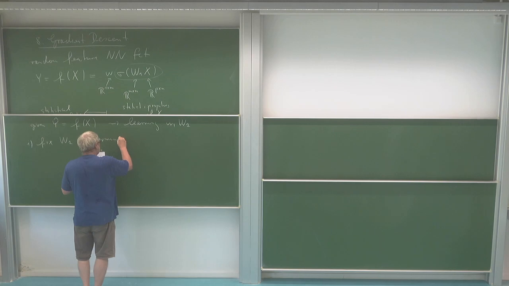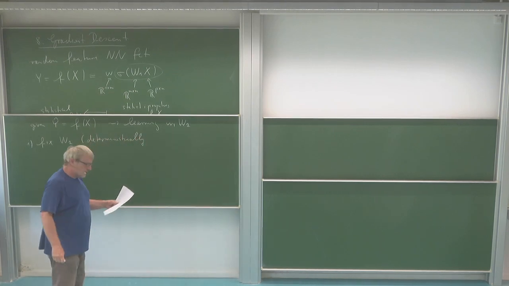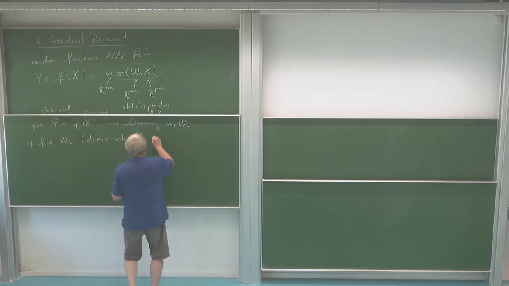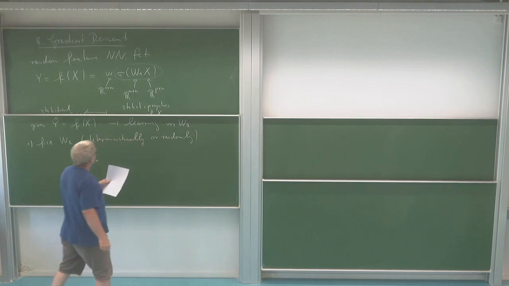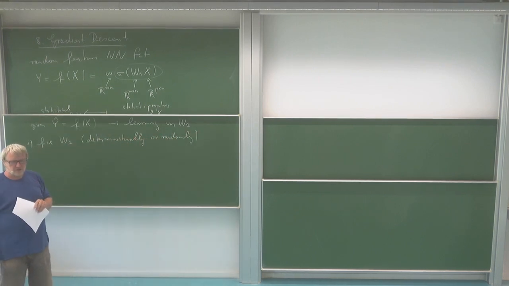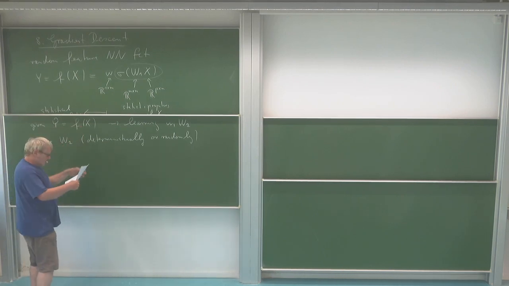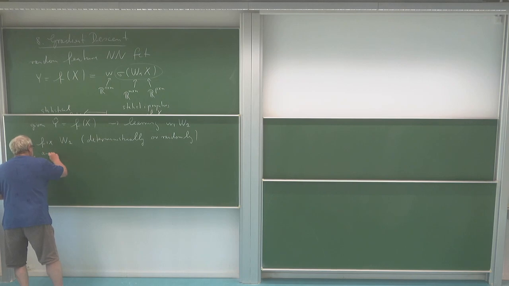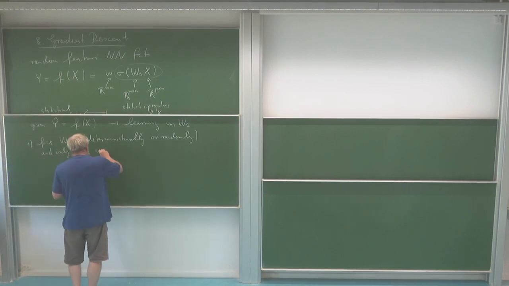So deterministically, we could fix this W1 in a deterministic way, or, more in our setting, randomly. So we choose our random guy, and then we only learn the little w. So we want to choose the w in the best way such that we get this one here, and only learn the little w.